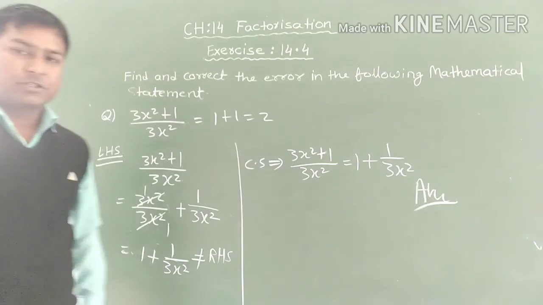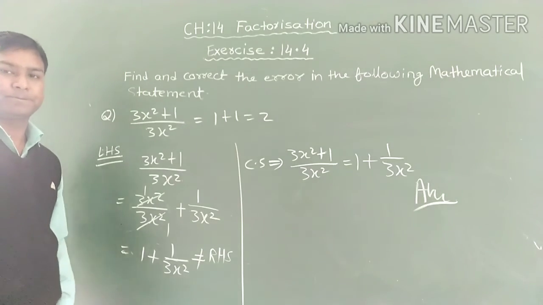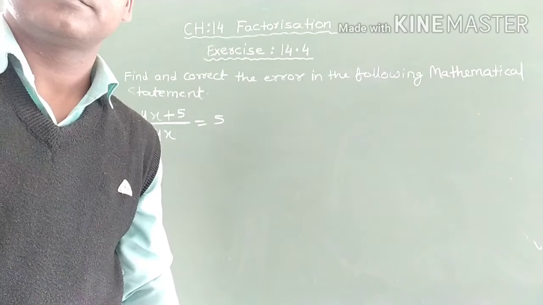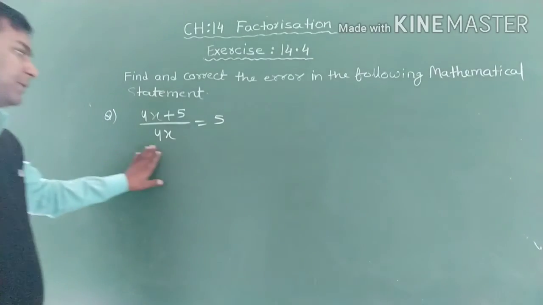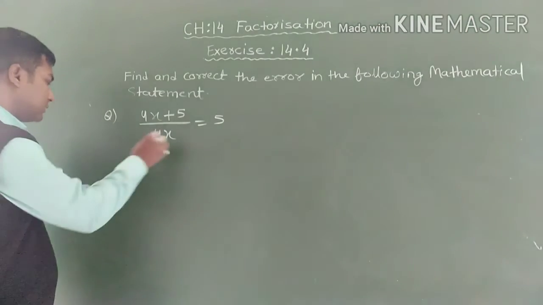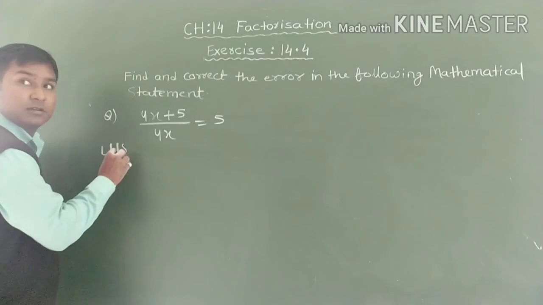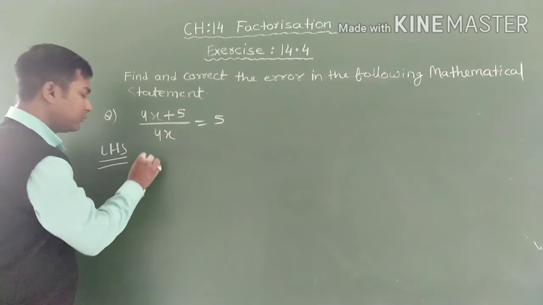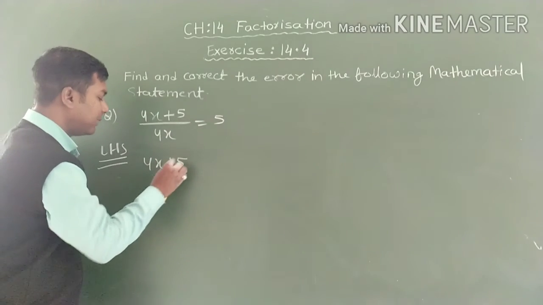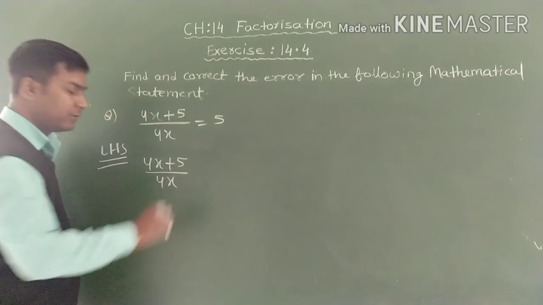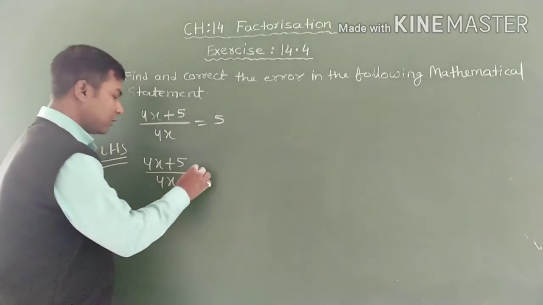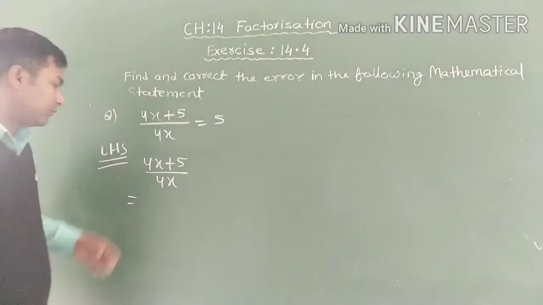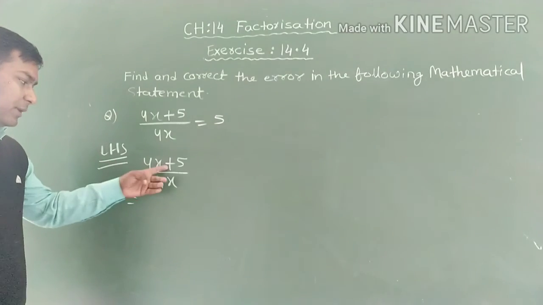Now next question. Now the expression is given here. So just take the LHS part first. So the LHS part will be this one: 4x plus 5 divided by 4x. Okay. Now it can be solved. So 4x upon 4x plus 5 upon 4x.